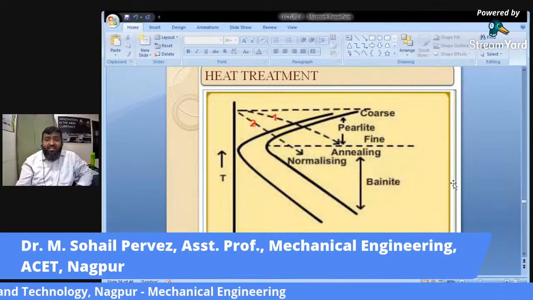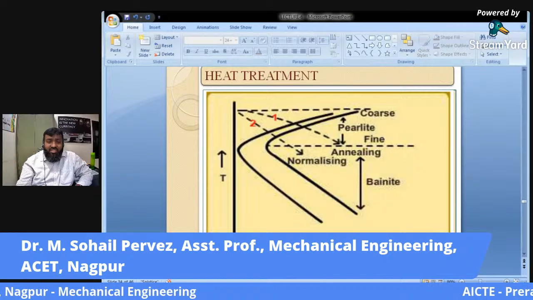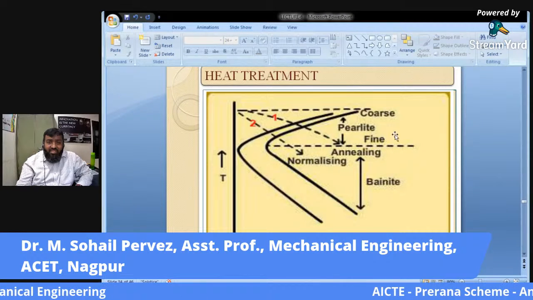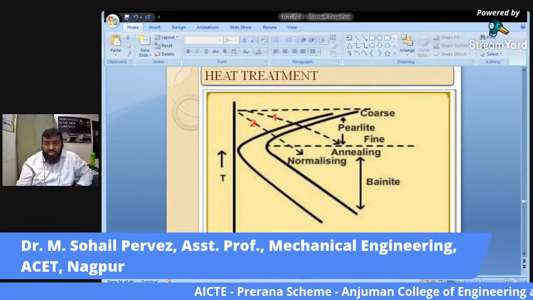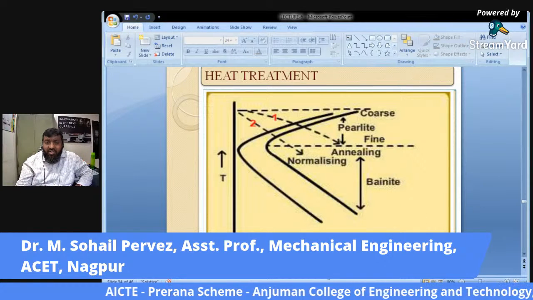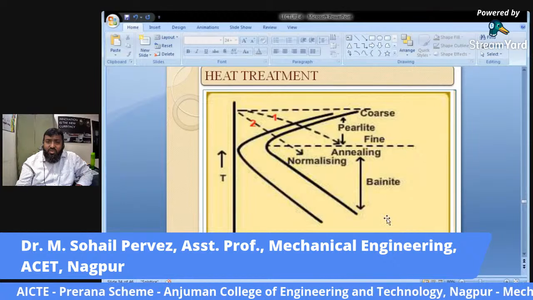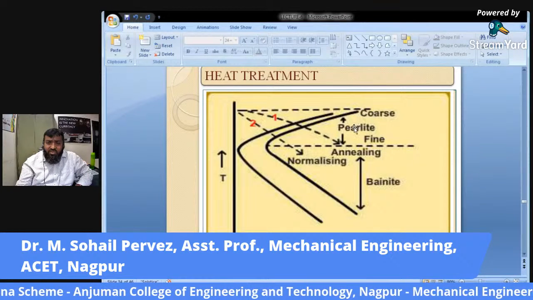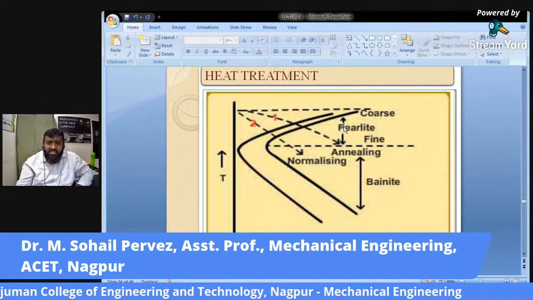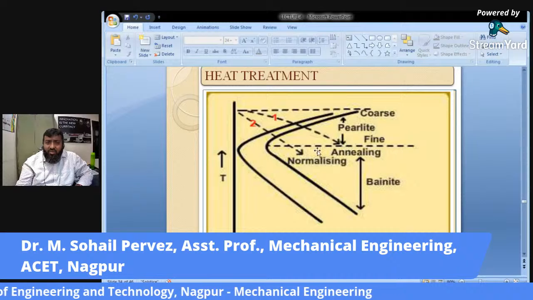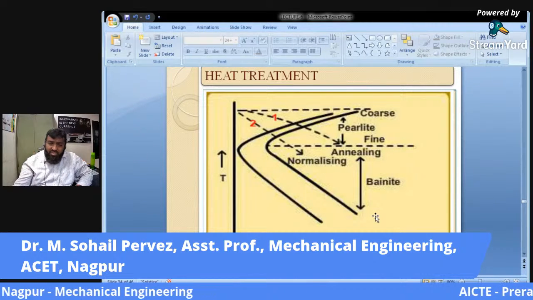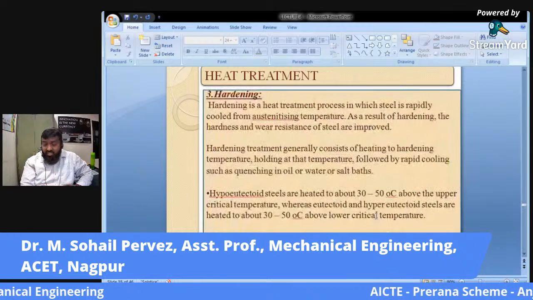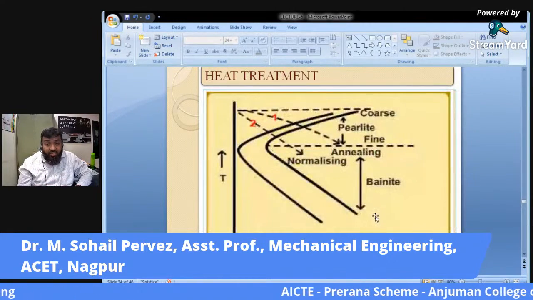Okay, so next. These are the different phases represented by the TTT diagram, that is the time temperature transformation TTT diagram for annealing and normalizing. From coarse to fine, the pearlitic region is obtained by annealing and normalizing, and the bainite region will be obtained. So this is the annealing portion and the normalizing portion.